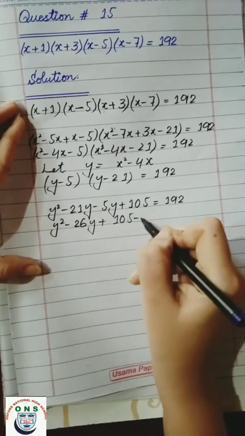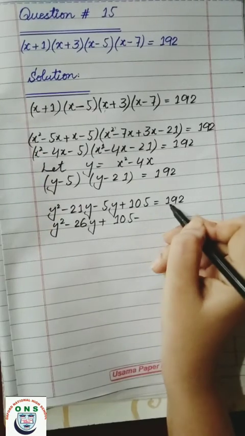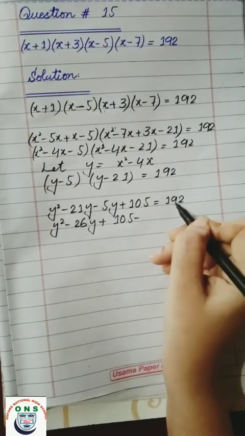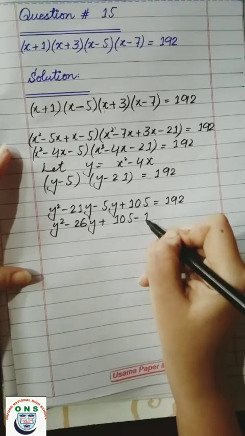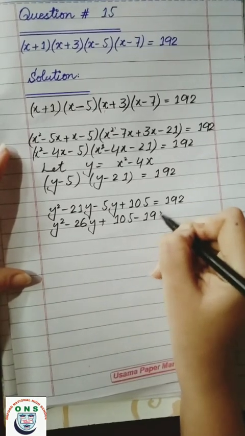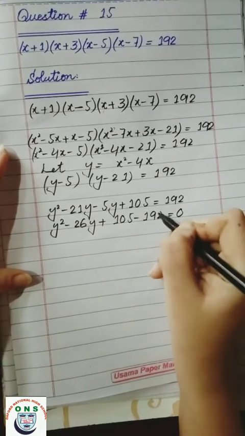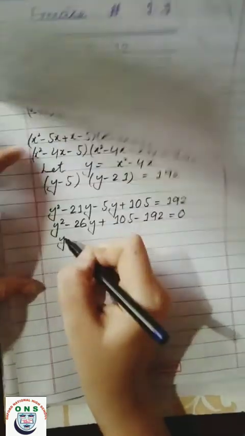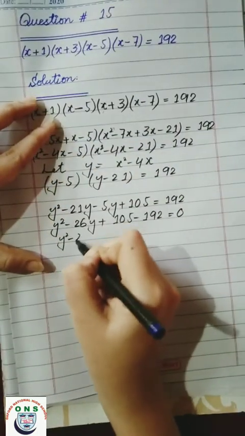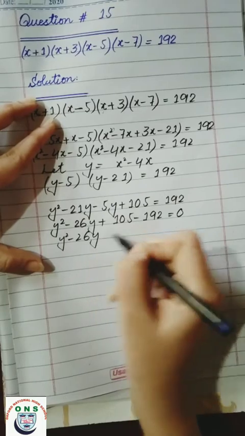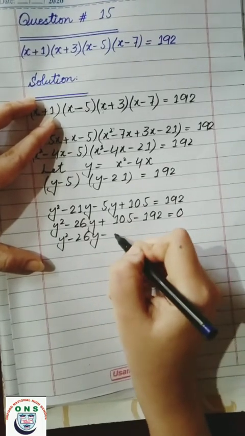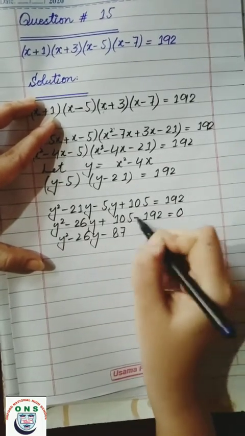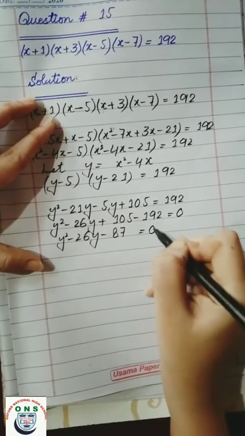The constant term we will take with the constant. Here it is positive, so if you take it to the other side of equality, it will be negative. Now the sign will be changed. Minus 192 is equal to 0. Now solve these both. Y square minus 26y minus 87, after subtracting, equal to 0.